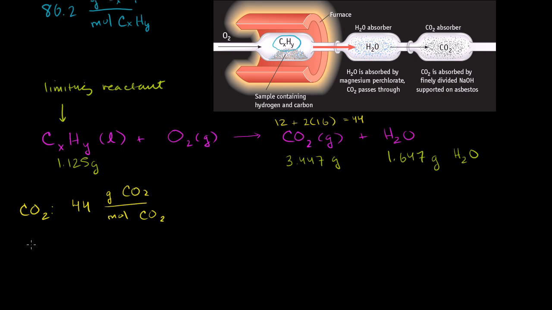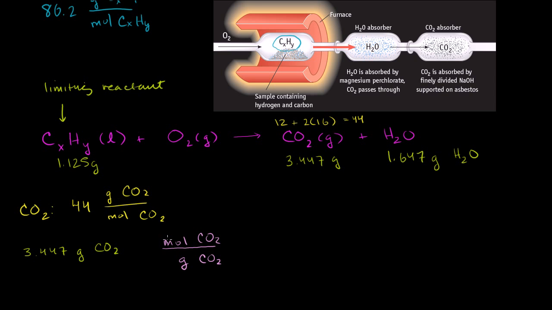we know that we're starting off with 3.447 grams of CO2. And we want to multiply this by something that has grams of CO2 in the denominator. So we want to multiply it by something that looks like this. And we want to turn it into moles of CO2. So it should have moles of CO2 over grams of CO2.